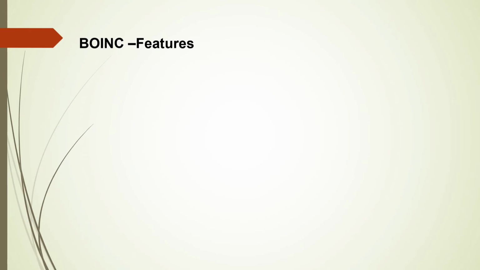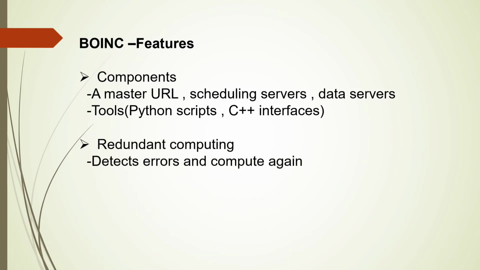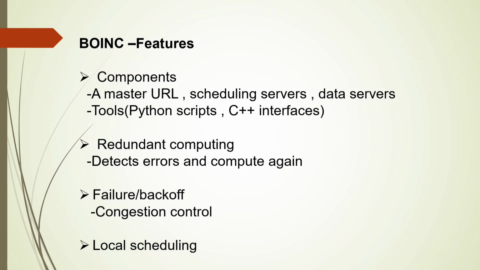Some features of BOINC. The first one is components: a master URL, scheduling servers, data servers. Then tools, Python scripts and C++ interfaces. Next one is redundant computing. It detects errors and computes again. Next one is failover and backup, that is congestion control. Next is local scheduling.